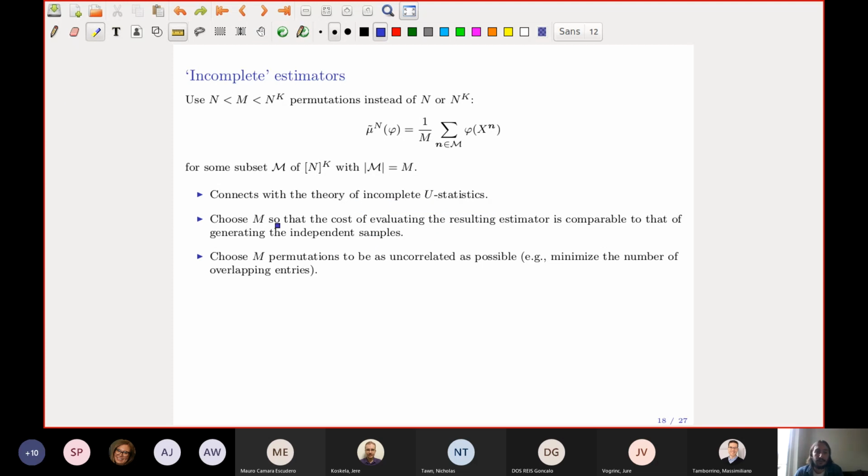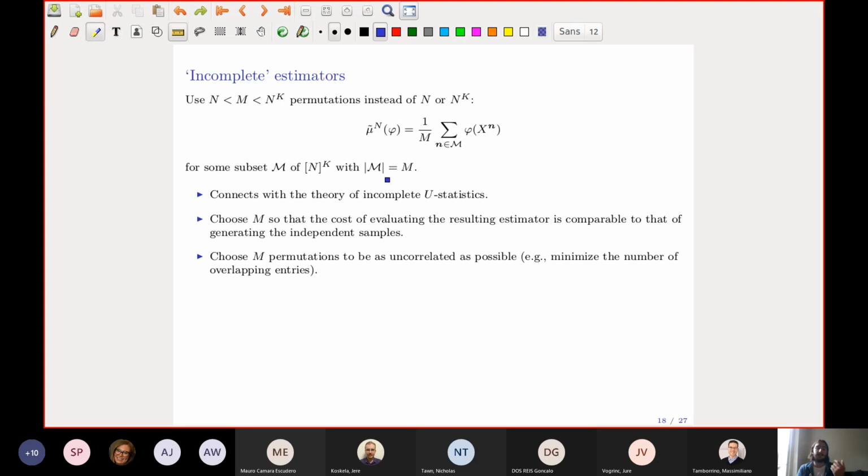Now here the clear question is, how many permutations should I make? And the optimal number will depend on your exact target and your fee and the cost of generating samples and that kind of thing. But I think this is actually a pretty good rule of thumb. Choose the number of permutations you make such that the cost of forming these permutations and evaluating this estimator here is comparable to the cost of generating the original samples in the first place.